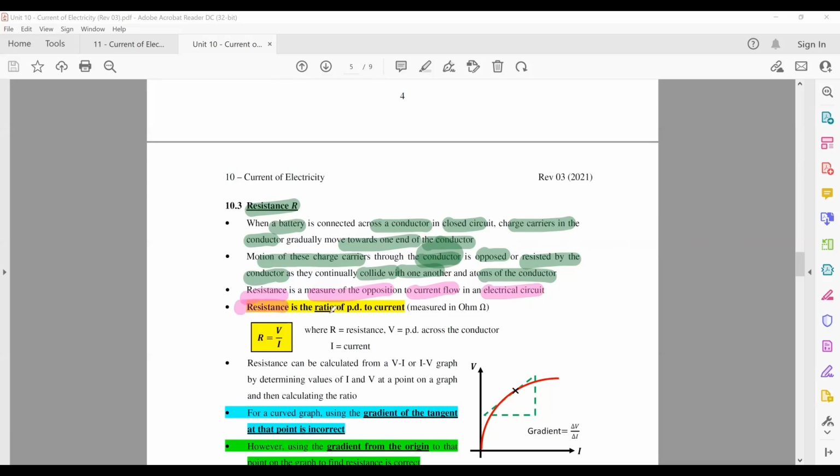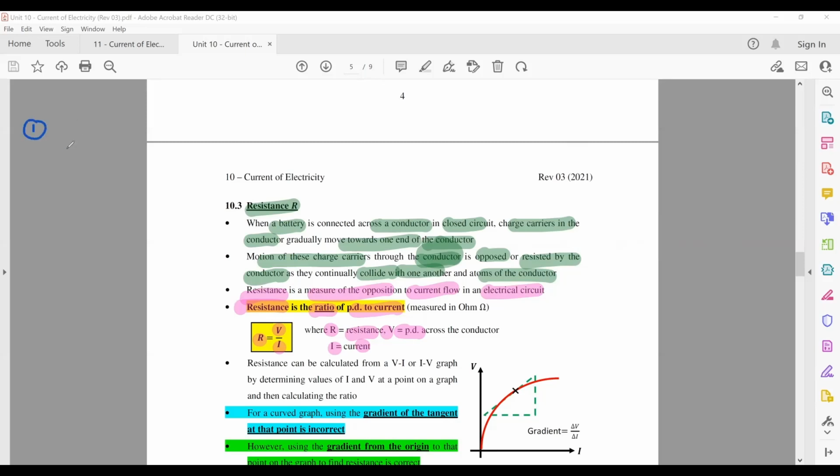Resistance is defined as the ratio of PD to current. So R is equal to V over I, where R is resistance, V is PD, I is current. Now, it is very important for you to know the differences between ratio, rate of change, and something per unit something. By now, you probably have gone through a few of these quantities. Let me just write them out for you.